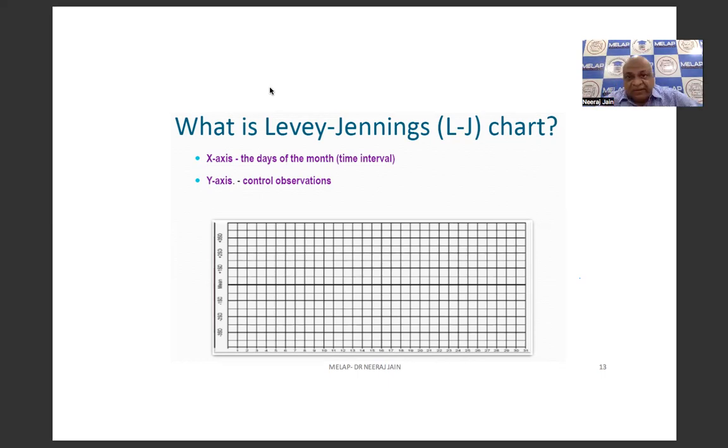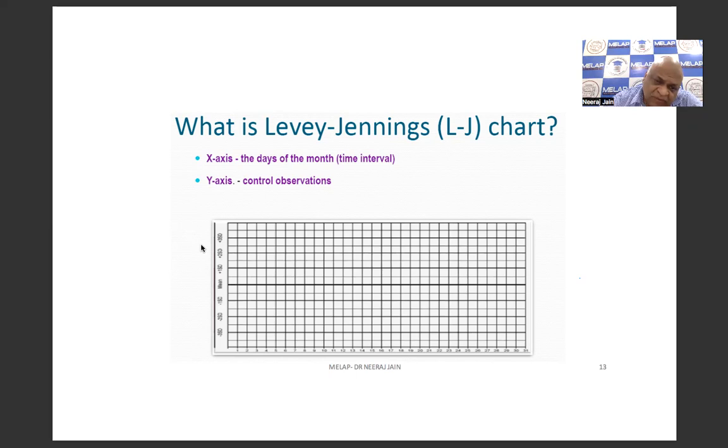And on the horizontal line, suppose you are running one level of control once a day, we write 1, 2, 3, 4, 5, 6, like that. If you are running the same level twice a day, one morning, one evening, two morning, two evening, like that. For different analytes, you need to prepare different LJ charts. For different levels of control, you need to prepare different LJ charts. But same level, same analyte, if you are running more frequently, then the same LJ chart will be used. You don't have to prepare different LJ charts. This is for morning, this is for evening.